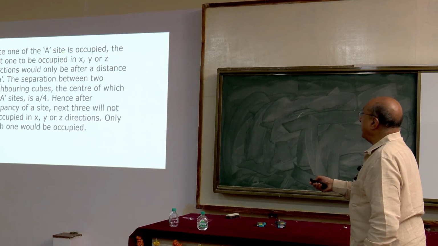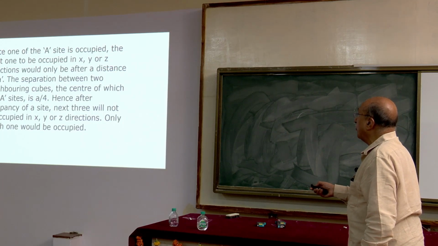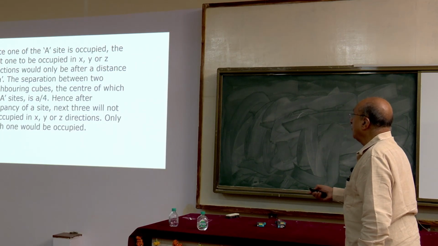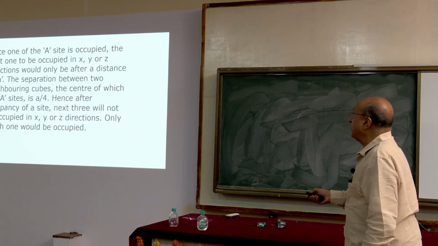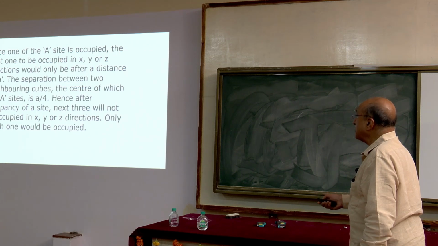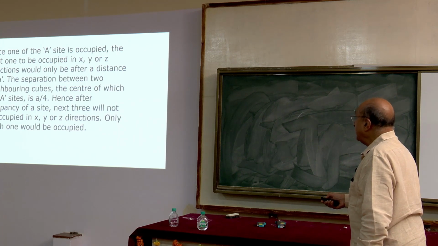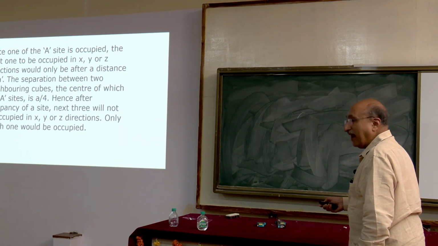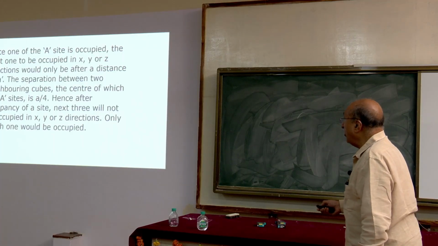Once one of the A sites is occupied, the next one to be occupied in the X, Y or Z direction would be only after a distance of A. The separation between 2 neighboring cubes, the centers of which are the A sites, is A by 4. Hence, after occupancy of an A site, the next 3 will not be occupied in either the X, Y or Z directions, only the 4th will be occupied.